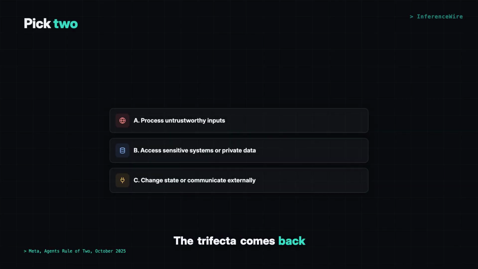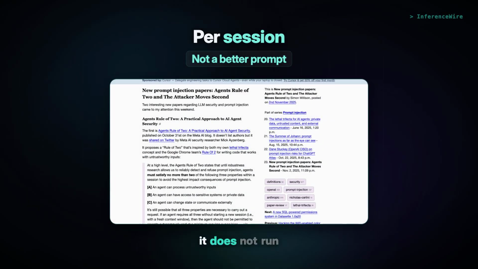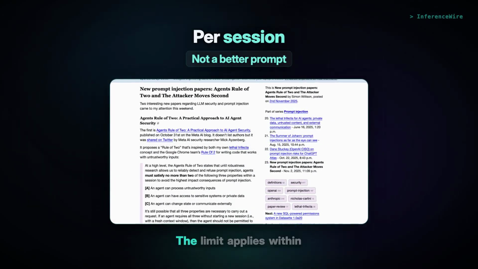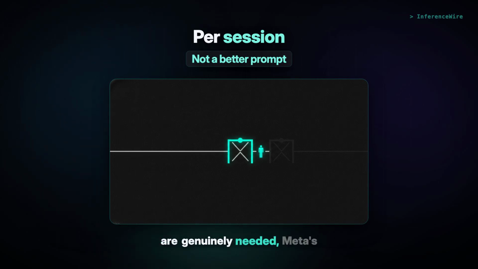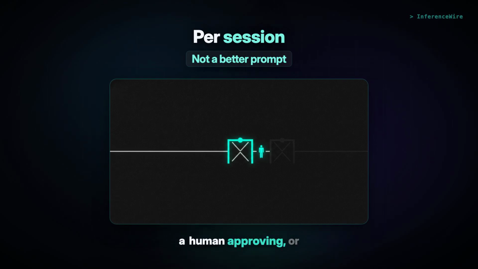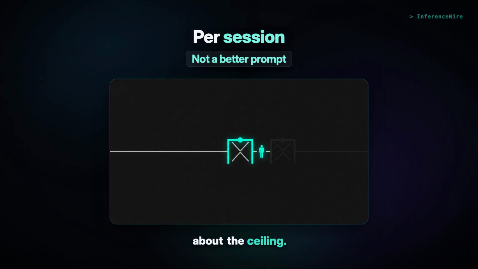The trifecta comes back as a budget. Meta's agent's rule of 2. An agent may satisfy at most 2 of 3 properties in a session. Need all 3, and it does not run autonomously. 2 details matter. The limit applies within a session, and a fresh context window resets it. And when all 3 are genuinely needed, Meta's answer is not a better prompt. It is supervision, a human approving, or another reliable means of validation. Anthropic is equally blunt about the ceiling. No system is completely immune to all attacks.